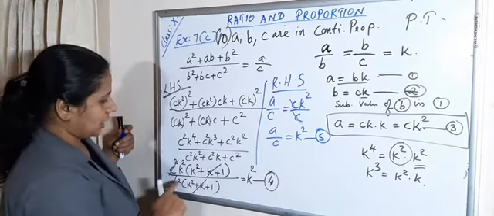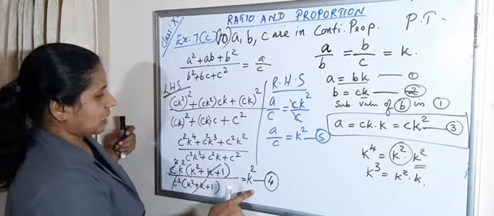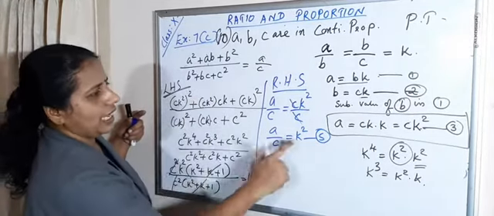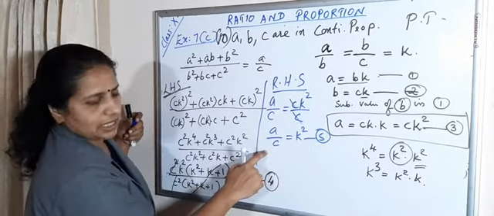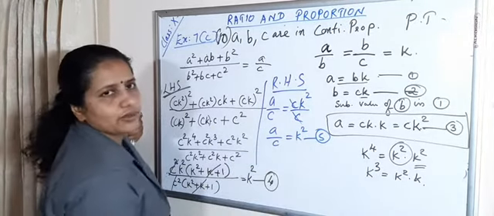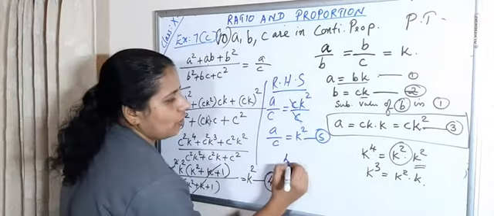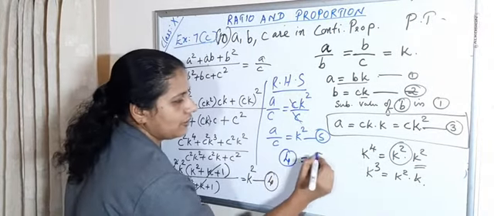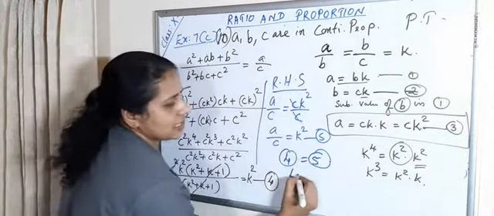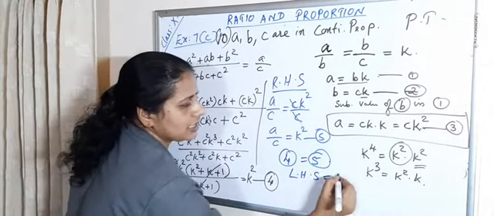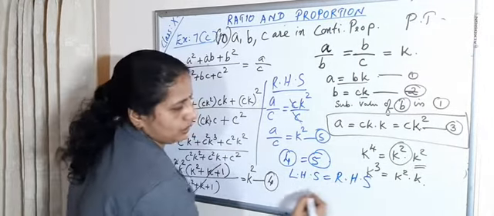Now look at 5 and 4. k square is equal to this one, and k square is equal to a by c. So from 4 and 5, we can say 4 is equal to 5. So LHS is equal to RHS. Hence proved.